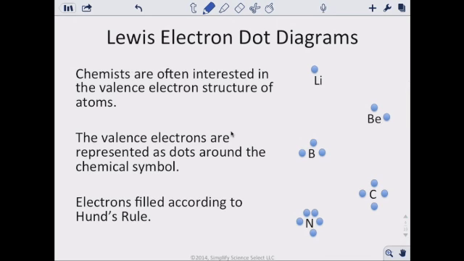So Lewis electron dot diagrams: chemists are often interested in the valence electron structure because remember, the valence electron structure tells us the reactivity of an element. Now, the valence electrons are represented as dots around the chemical symbol. And electrons are filled according to Hund's rule. Hund's rule states that every arm of an orbital will get 1 electron before it gets 2. And we can see that lithium has 1 valence electron, so therefore it has 1 dot. Beryllium has 2, so it has 2 dots, and so on.